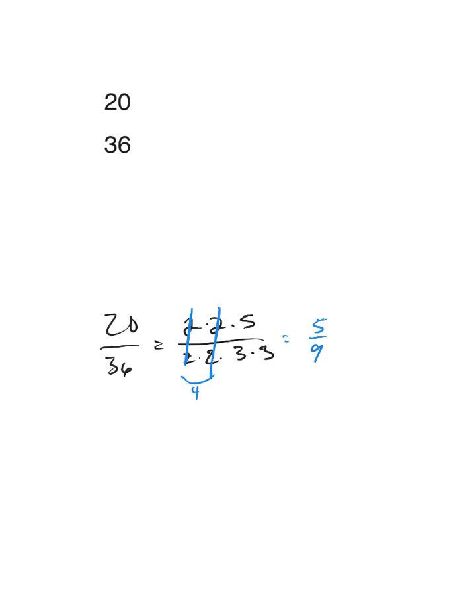So when I'm looking at these two numbers, I'm going to do the same thing I just did here to find and identify the greatest common factor. So I'm going to look and say, well, 20 is 2 times 2 times 5. Now, if you're wondering where did you get these numbers?